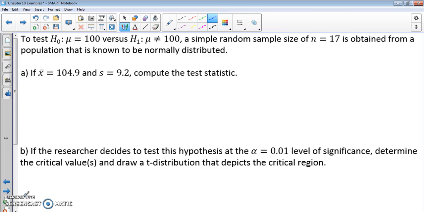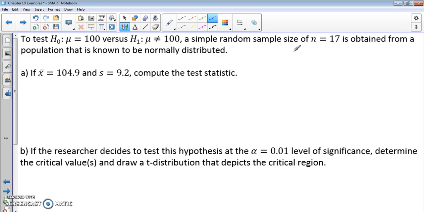To test a null hypothesis of mu equals 100 versus an alternative hypothesis of mu does not equal 100, a simple random sample of size n equals 17 is obtained from a population that is known to be normally distributed. If x bar equals 104.9 and s equals 9.2, compute the test statistic.